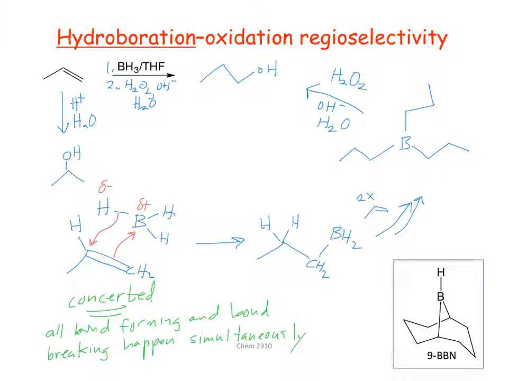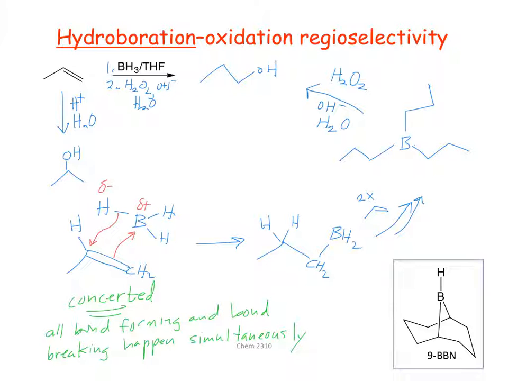If we want to control the amount of boron-hydrogen bonds, sometimes we use other reagents instead of borane, like this one here. It's called 9-BBN, and notice it only has 1 boron-hydrogen bond. The other thing is that because this part of the ring is very bulky, it really favors putting this group, the bulky part, on the less substituted side. That would help this regioselectivity.